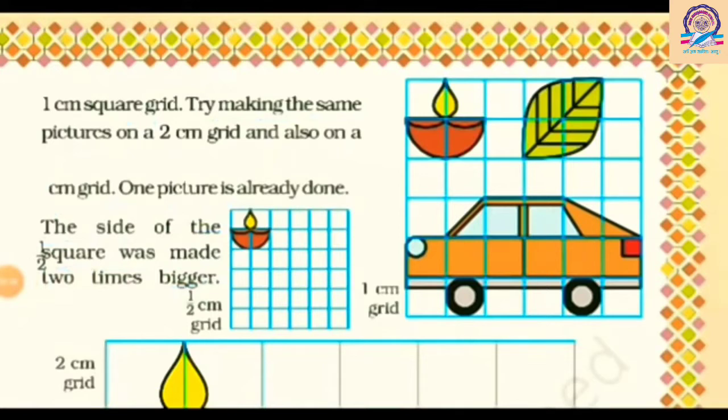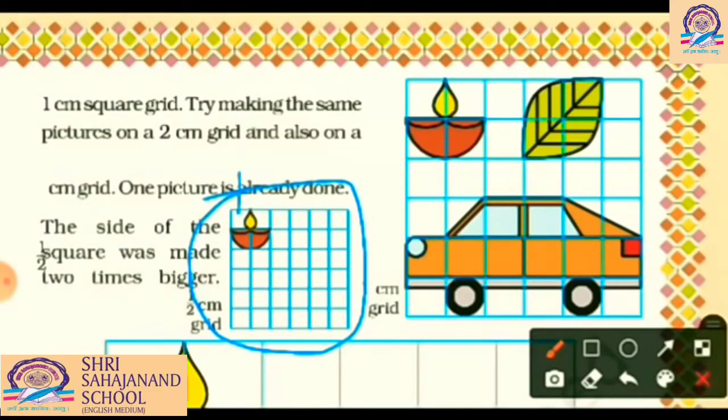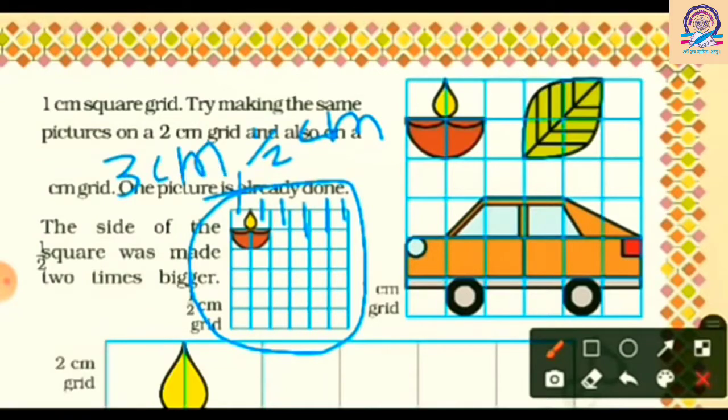So students, as you can see here, a half centimeter grid is given where each side of a square has exactly half centimeter length. So here a total of 1, 2, 3, 4, 5, 6 squares are given. So the total length of this side will be 3 centimeter. How 3 centimeter? 6 multiplied by half. Bacha Party, here you have to remember this: half centimeter is the length of one side of a square. Only one side length is half centimeter.